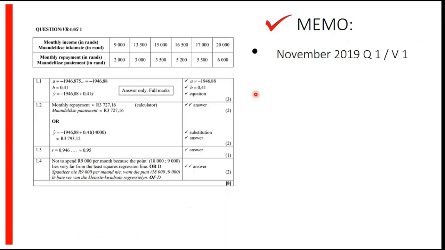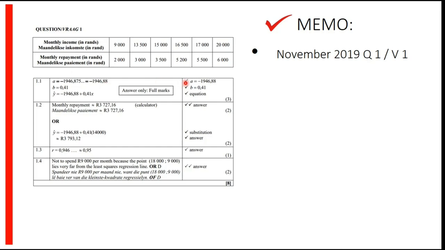I always say to my grade 12s, more or less a mark a minute. So if it says 10 marks, then probably about 10 minutes or so. If it takes longer, then you're not going to have enough time for the really challenging questions. Remember, we always round off to two decimals unless the question paper tells you differently.